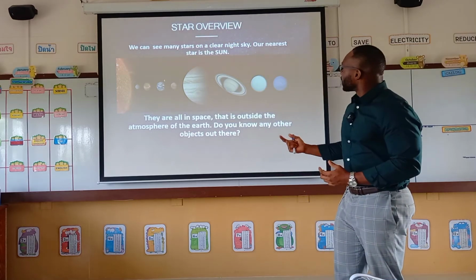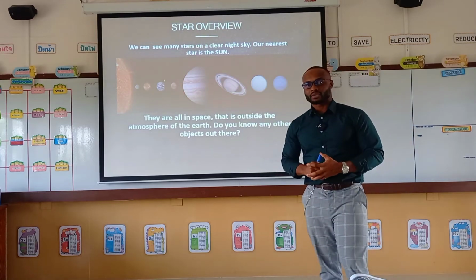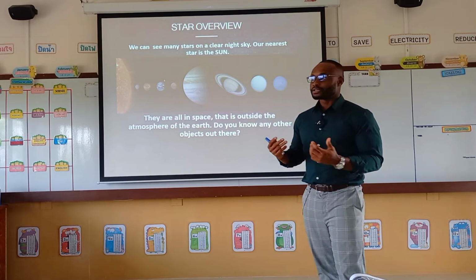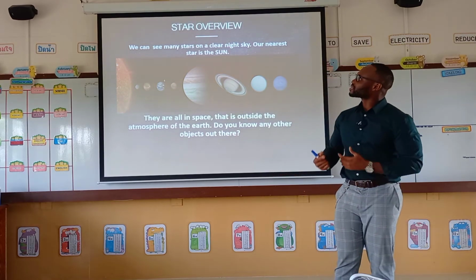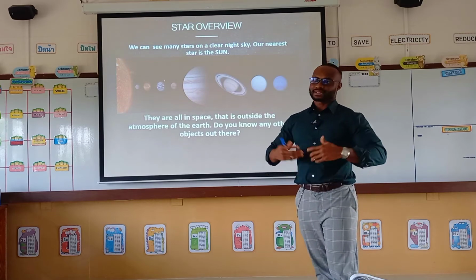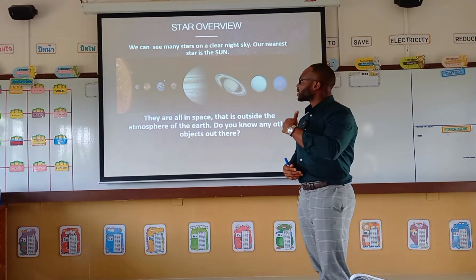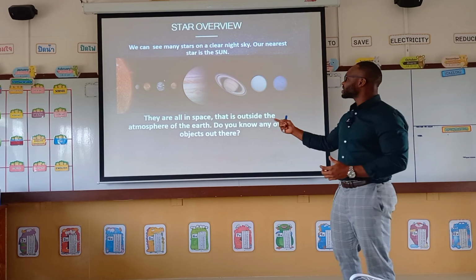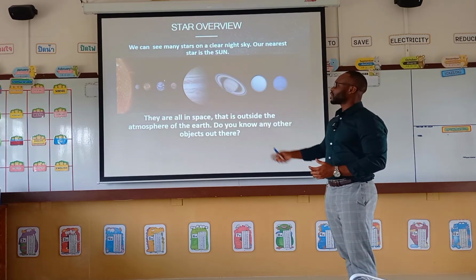Our nearest star is the sun, okay? So we see so many stars on a clear night sky. At night, the sky is clear. We can see a lot of what? A lot of stars. They are all in space, outside the atmosphere of the Earth.